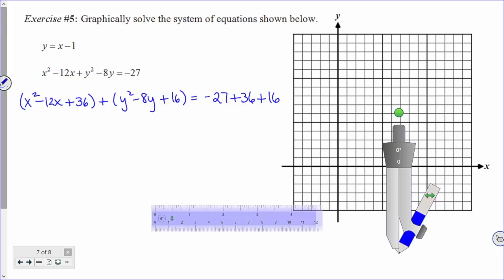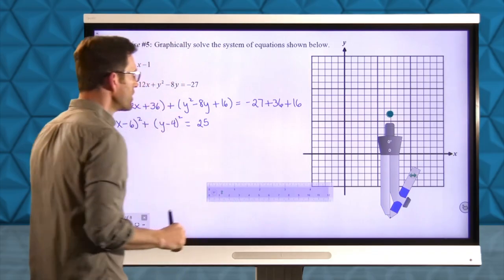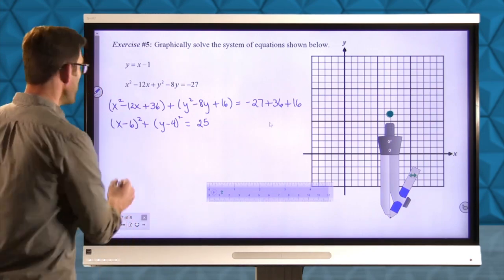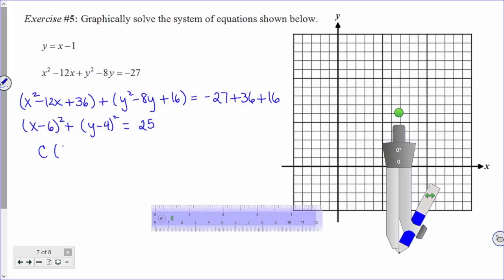All right, x squared minus 12x plus 36 factors into x minus 6 squared. Here we've got y minus 4 squared. When we add all of that together, we get 25. All right? So it's easy, right? Now we've got a circle whose center is at 6, 4, and whose radius is equal to 5.